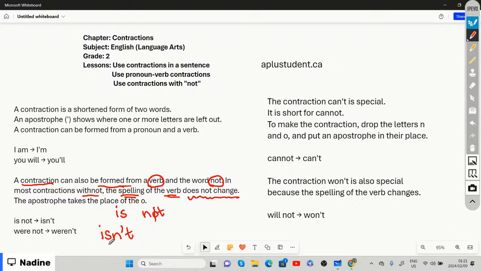So we have isn't. This isn't what I ordered, right? Isn't. Or we can say this is not what I ordered. But instead of going through the whole effort of saying is not, we can just say this isn't my order.